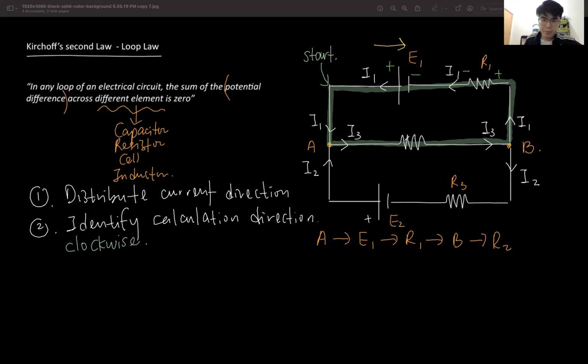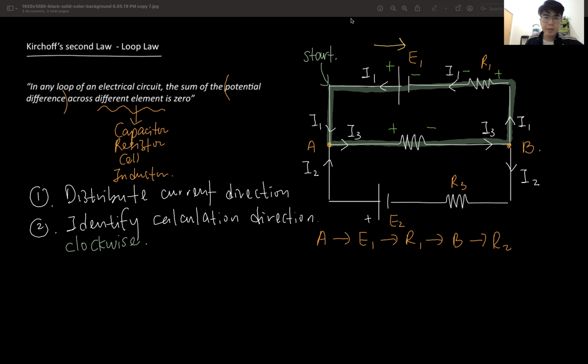Okay, same for this one, the middle one. The I3 is flowing from left to right. So which one is positive? This is positive, this is negative. We always do positive to negative. So you need to use the direction of the current to label the sign. Okay. Now, after you're done labeling the sign, then we start our direction of calculation.